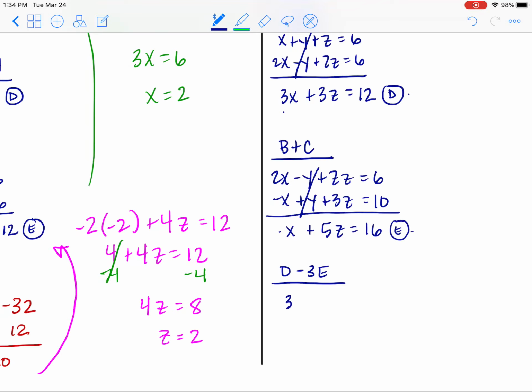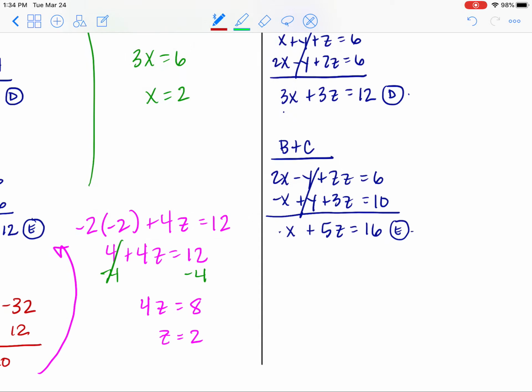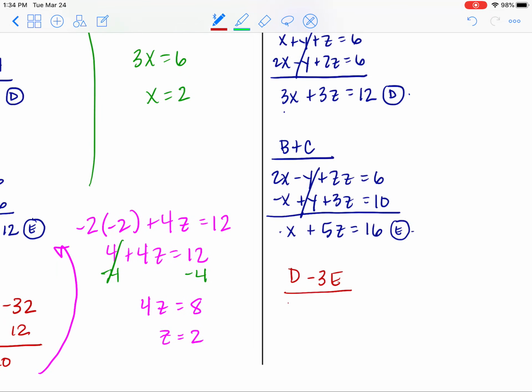So D, not changing, is, oh, let me change colors. This is all becoming one big blob of algebra here. So D as is, I'm taking D as is, and I'm subtracting 3 times E, or adding a -3 times E, either way you want to look at that.